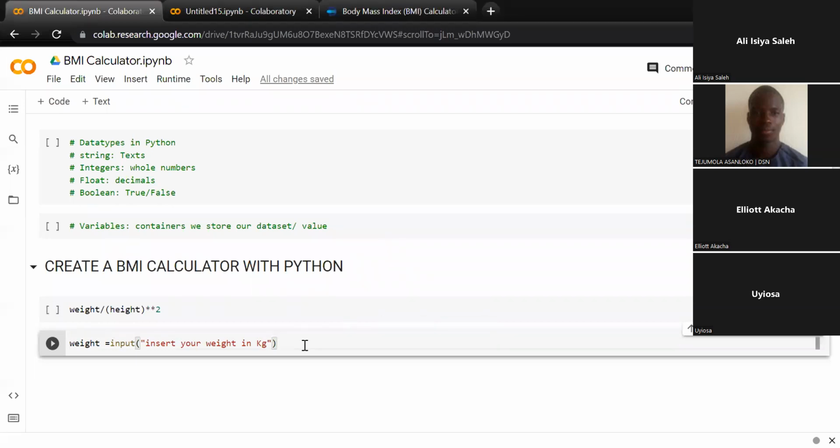No, yeah, we are building the calculator ourselves, Elliot. We are building the calculator ourselves. Are you getting it?